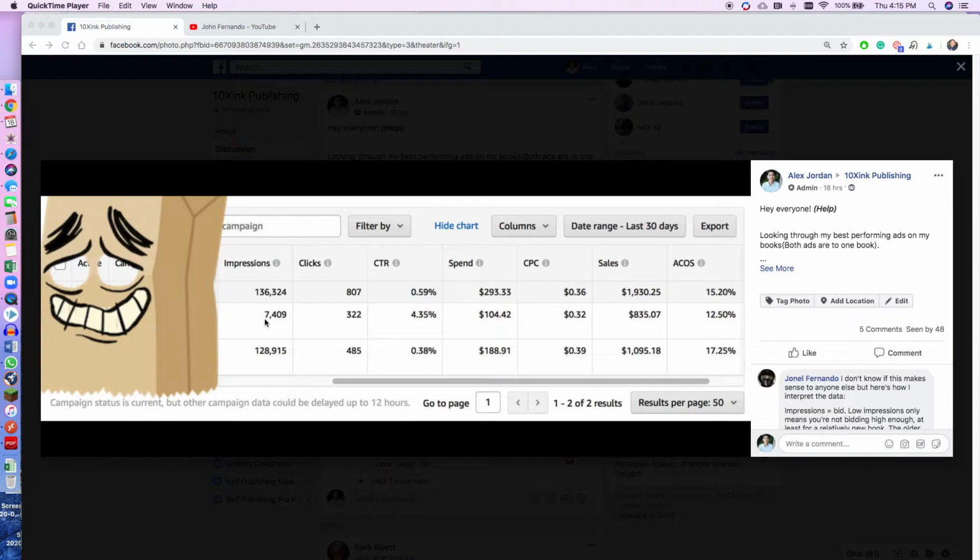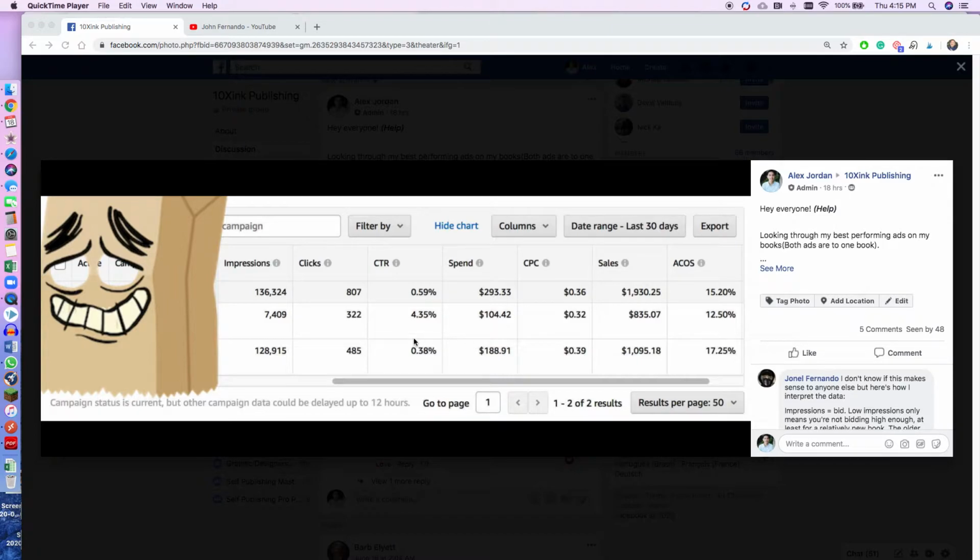That's not nearly 1,000. But then if you look at my automatic one, it's 129,000 divided by 30, and that's 4,300 impressions a day. So here we have vastly different types of campaigns. Both are working out pretty well.